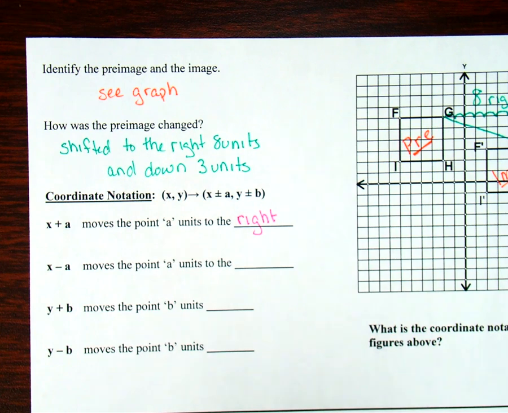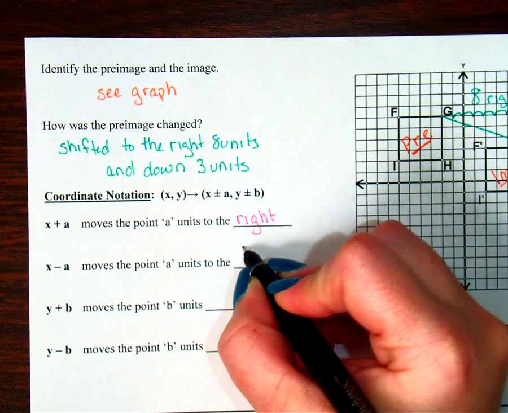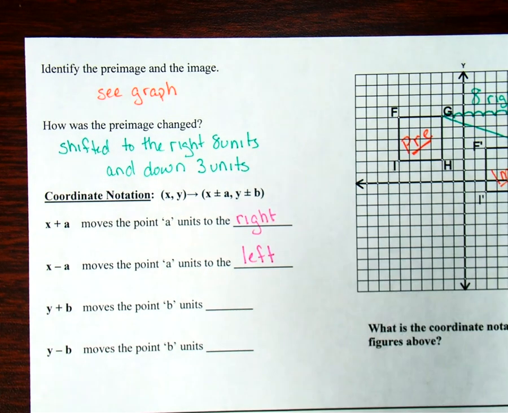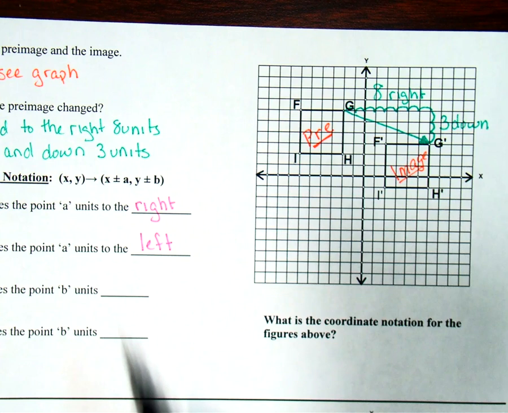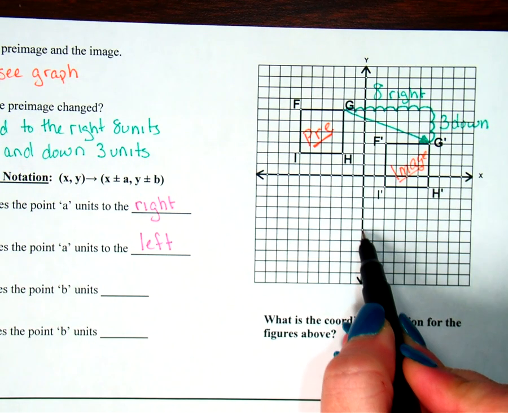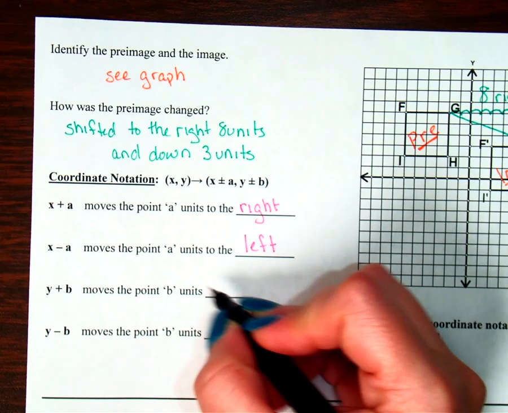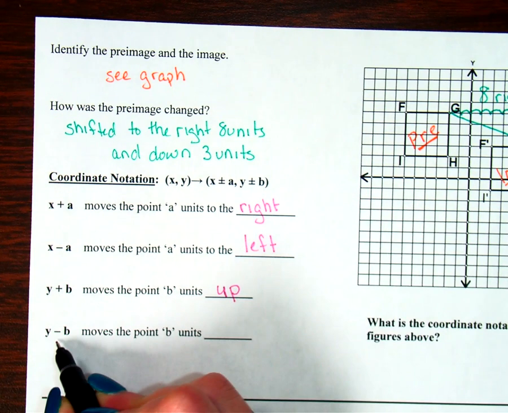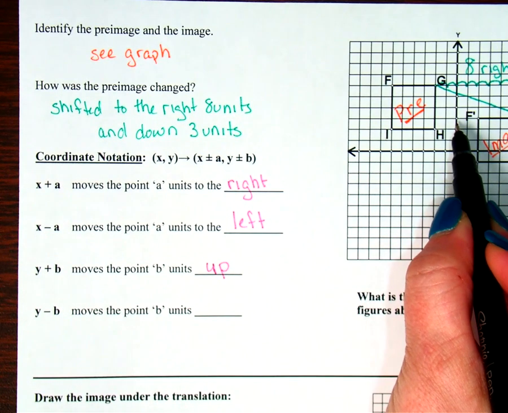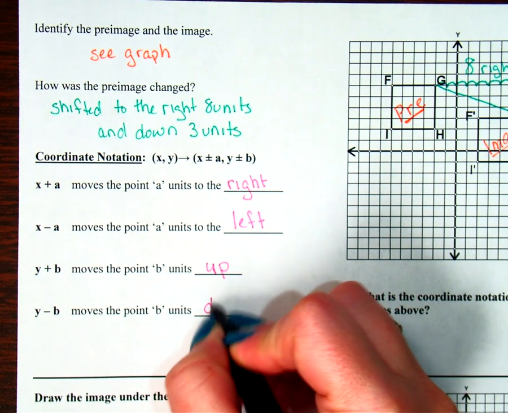Okay, if I subtract from x, I know I'm going to be moving that many points to the left. Then we do the same thing with y. My y-axis goes up and down. So I know that if I am increasing y, that's going to be moving up. So if I add to y, I'm moving up. And if I subtract from y, I'm getting smaller, so I'm moving down.